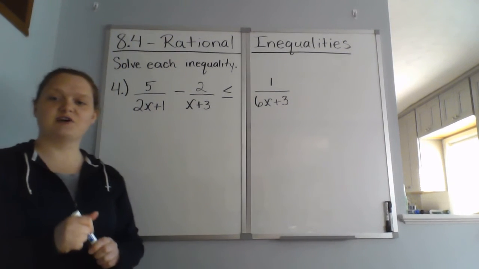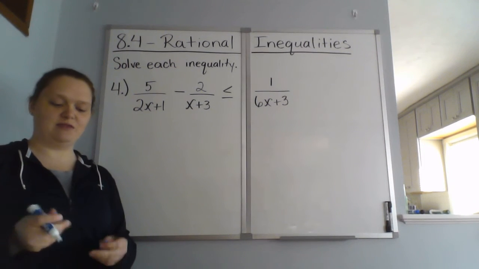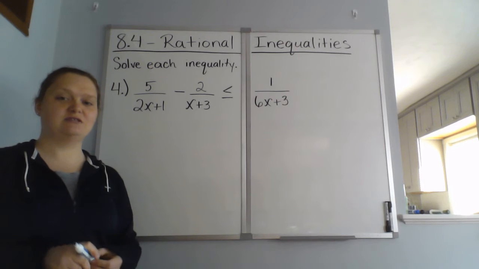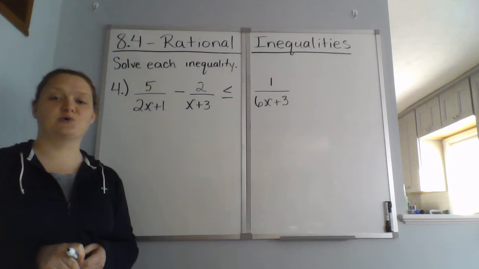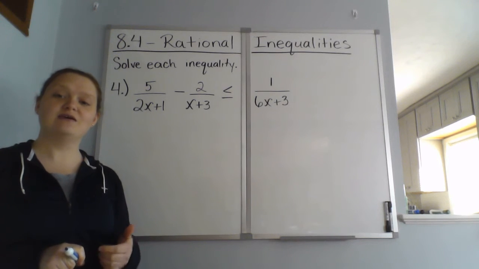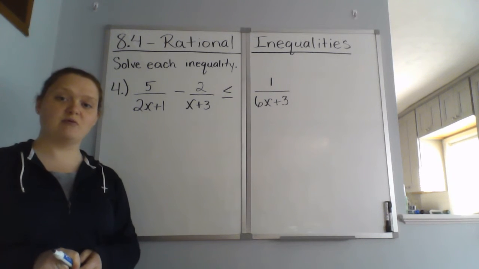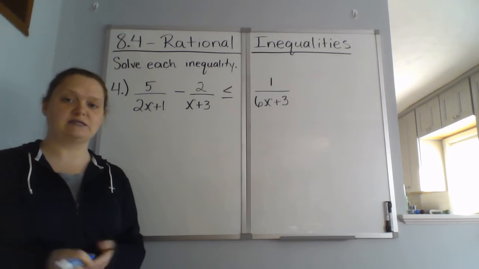All right, here comes our fourth and final problem, and this one is definitely the longest. As you can see, we have three different rational expressions. We have to get them all to one side and do a common denominator. So like problem number 3, there's a lot of legwork we have to do at the beginning before we can start doing the inequality process of this.